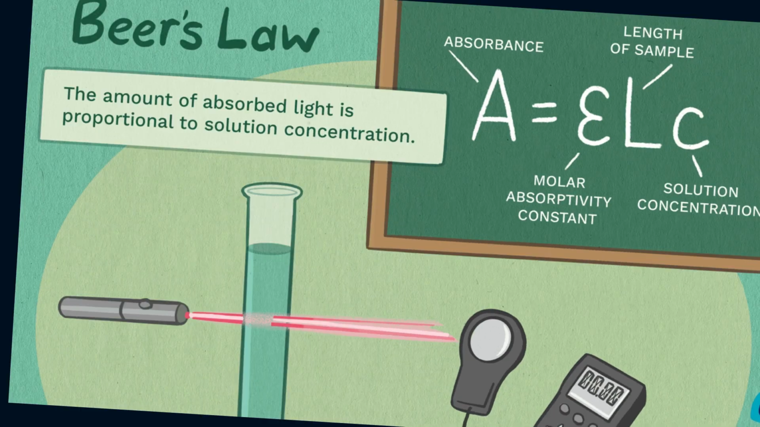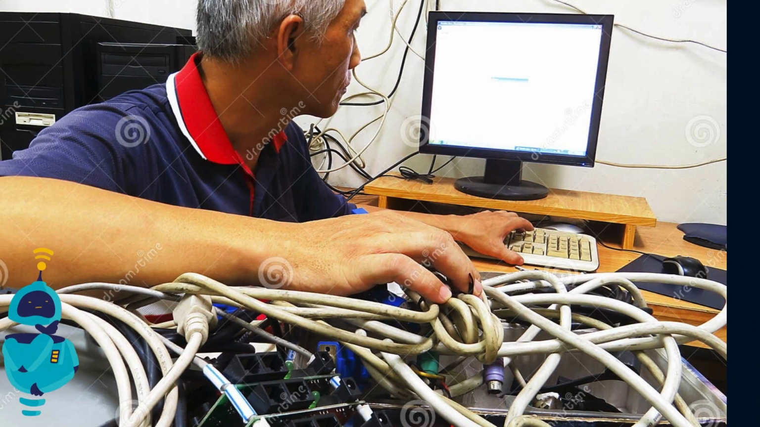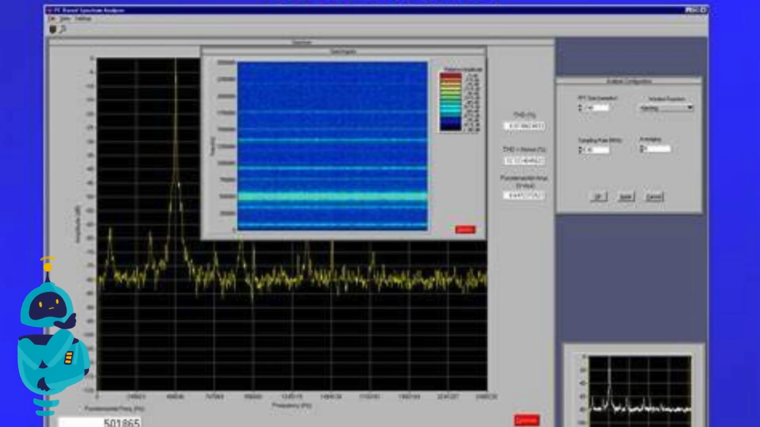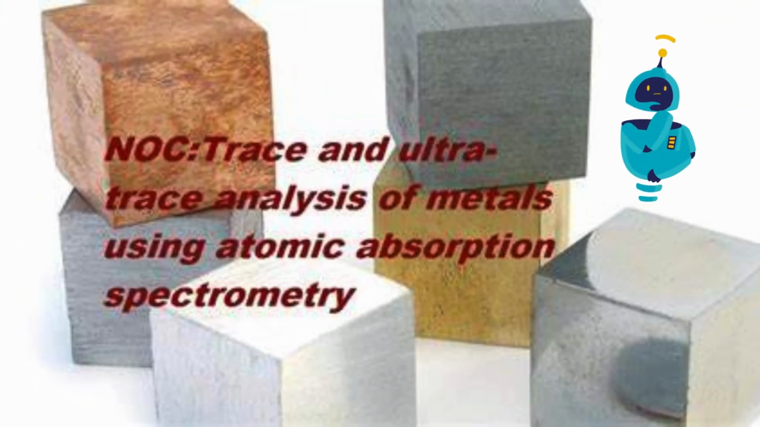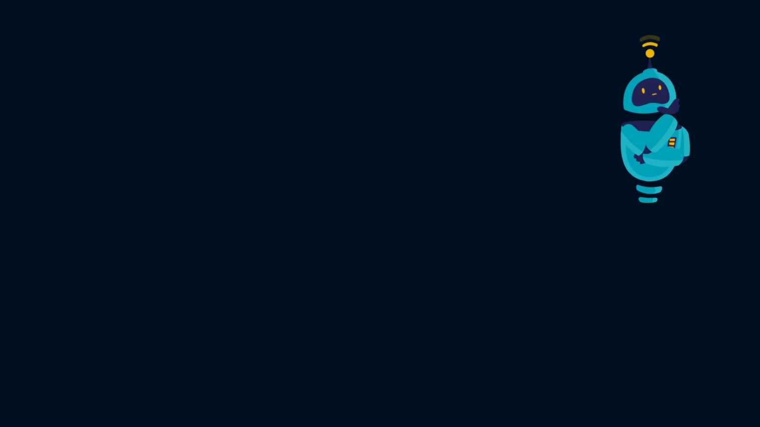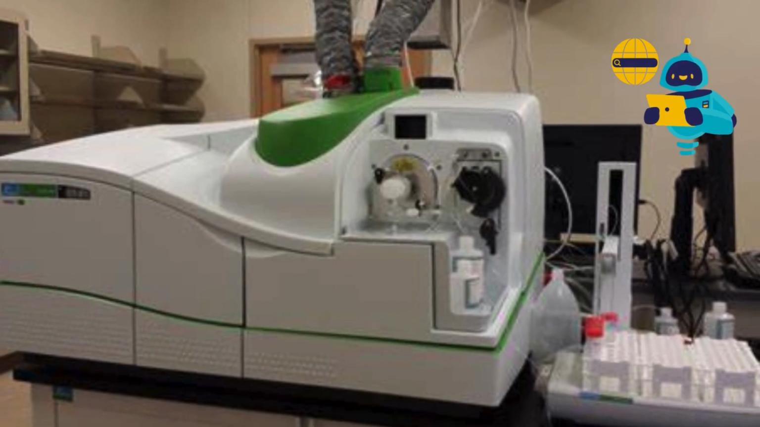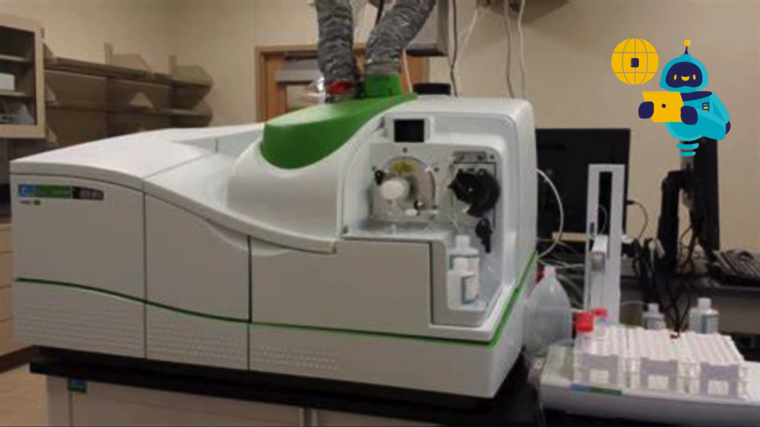Our trusty detector quantifies the intensity of the transmitted light, creating a spectrum. The absorbance at this characteristic wavelength becomes our key to calculating the concentration of cadmium. AAS is not just highly sensitive and specific, making it perfect for trace metal analysis, but it's also a straightforward technique to operate. Now, let's amp it up with inductively coupled plasma mass spectrometry, for short ICP-MS.